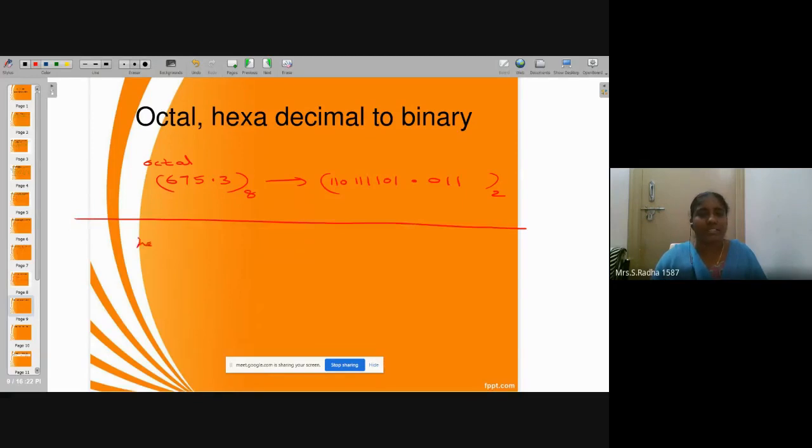If I take a hexadecimal number, AC2.F1, roughly some number, and you want to convert this hexadecimal number to binary.